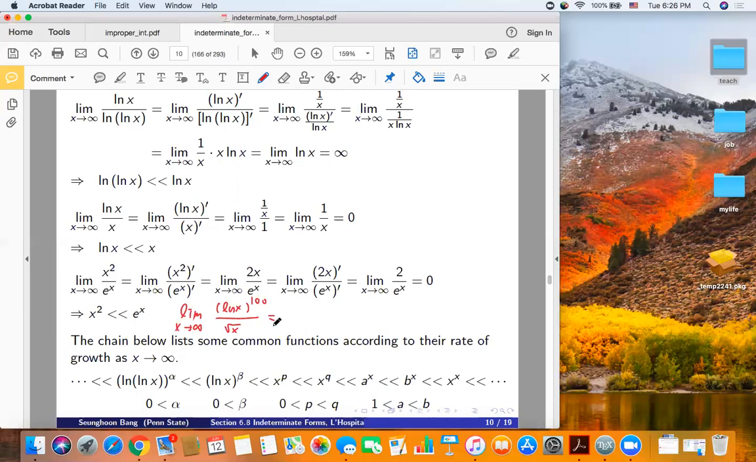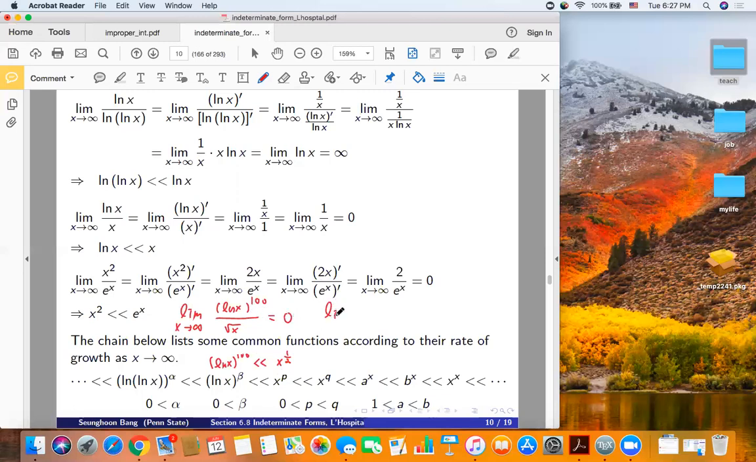So I can use the table here. ln of x to the power 100 is here. The root x is x to the 1/2. You can compare. x to the 1/2 is growing faster than ln of x to the 100. What does it mean? The bottom one is growing faster than the top one. The answer is 0. That's it.